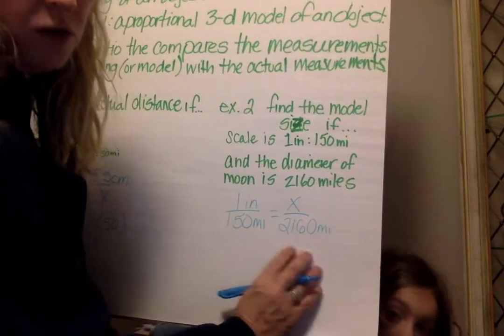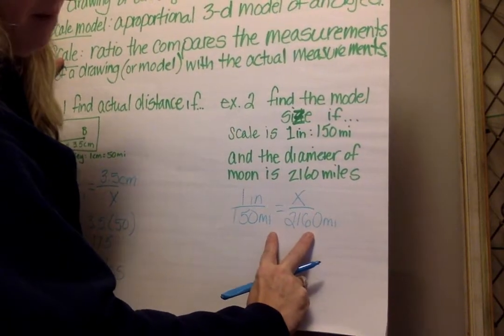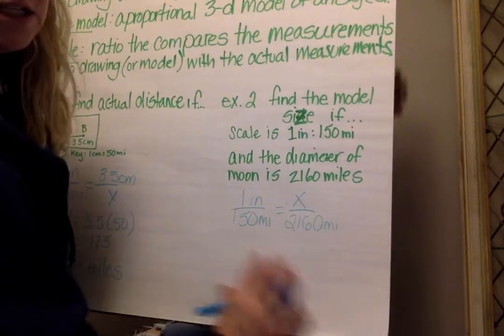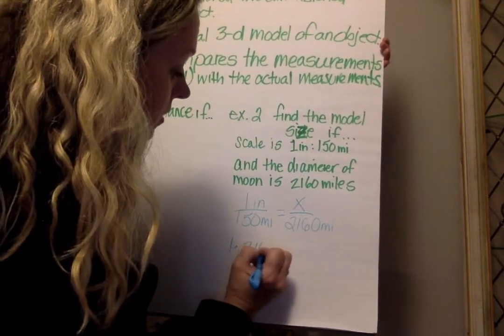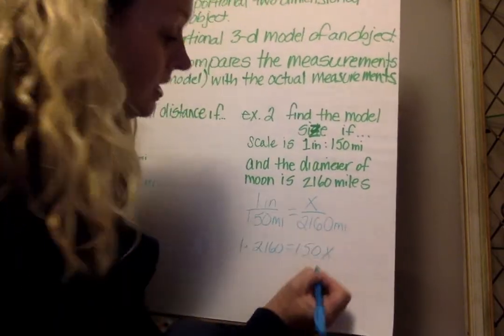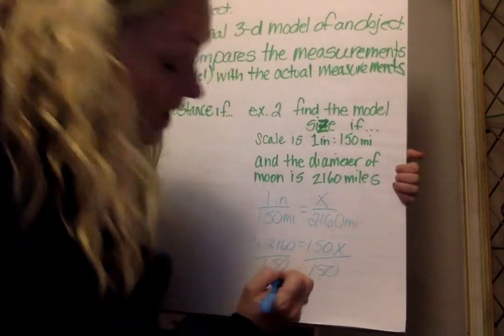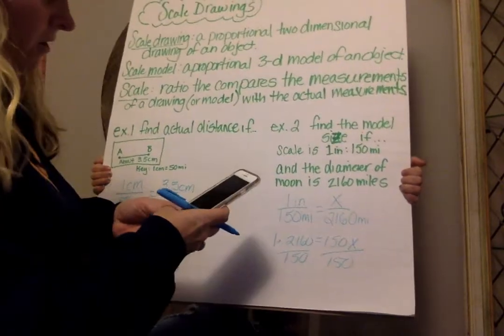If you notice, as you go ahead and set up your proportion, you have to make sure that miles are in the denominator and inches are in the numerator, or at least it's the same. So I'm going to use cross products. 1 times 2,160 is equal to 150 x. I'm going to divide both sides by 150. Again, this is a calculator unit. I don't have my calculator home, so I'm going to use my phone.